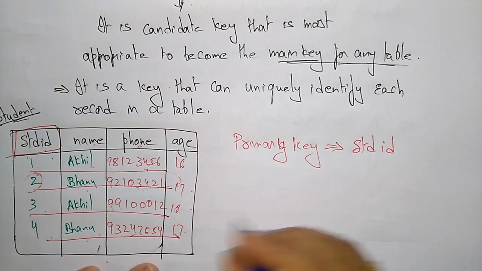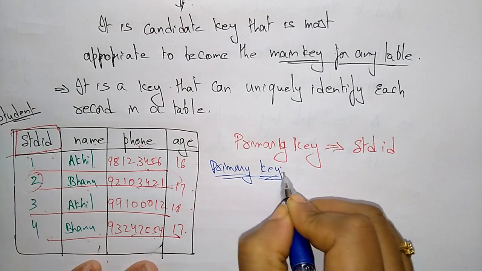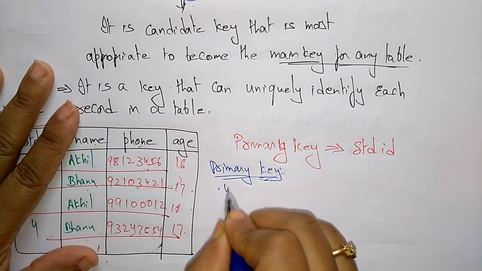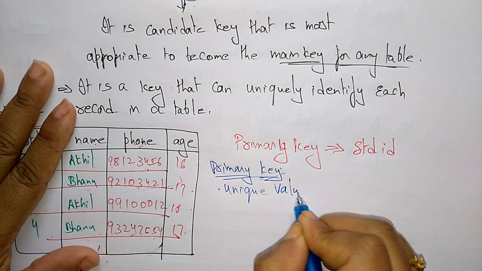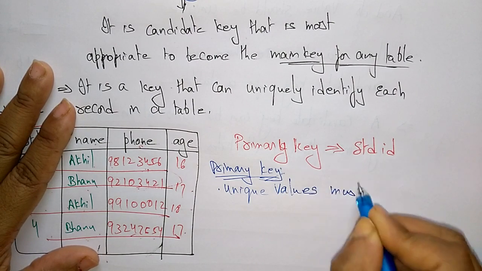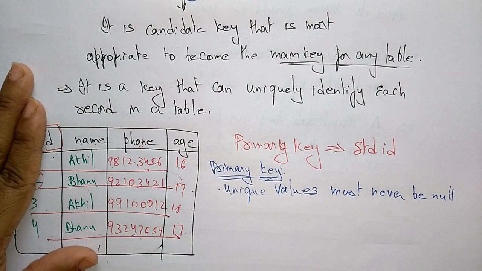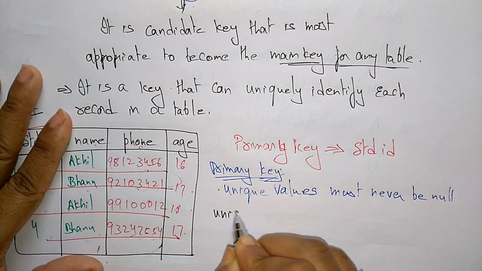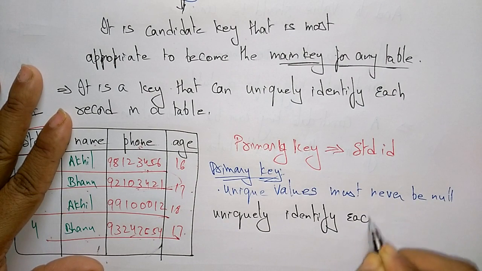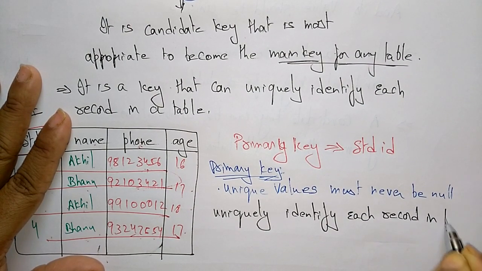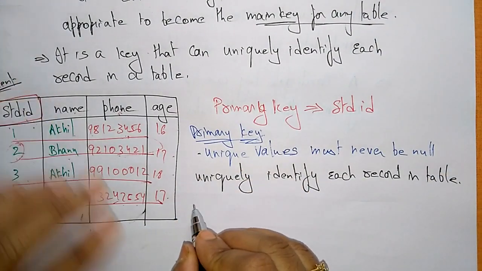So let me make some points. A primary key contains a unique value. Unique values must never be null, so you have to be careful. It should not hold a null value. And it uniquely identifies each record in a table. You have to remember this point while creating the primary key in a table.